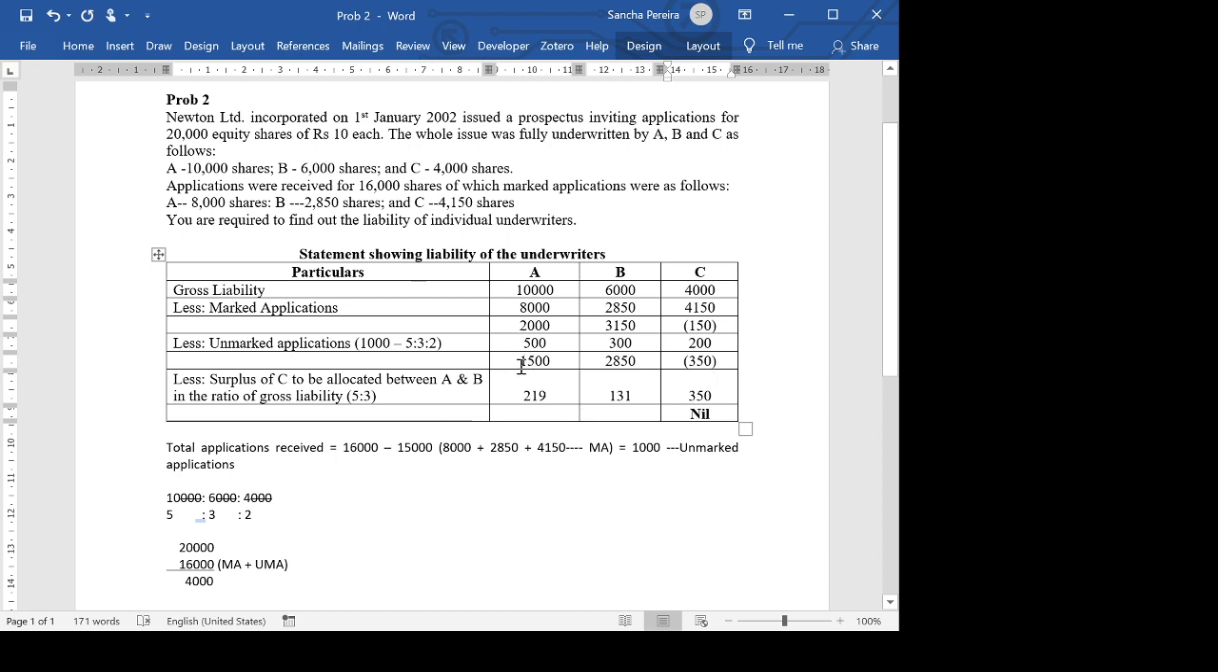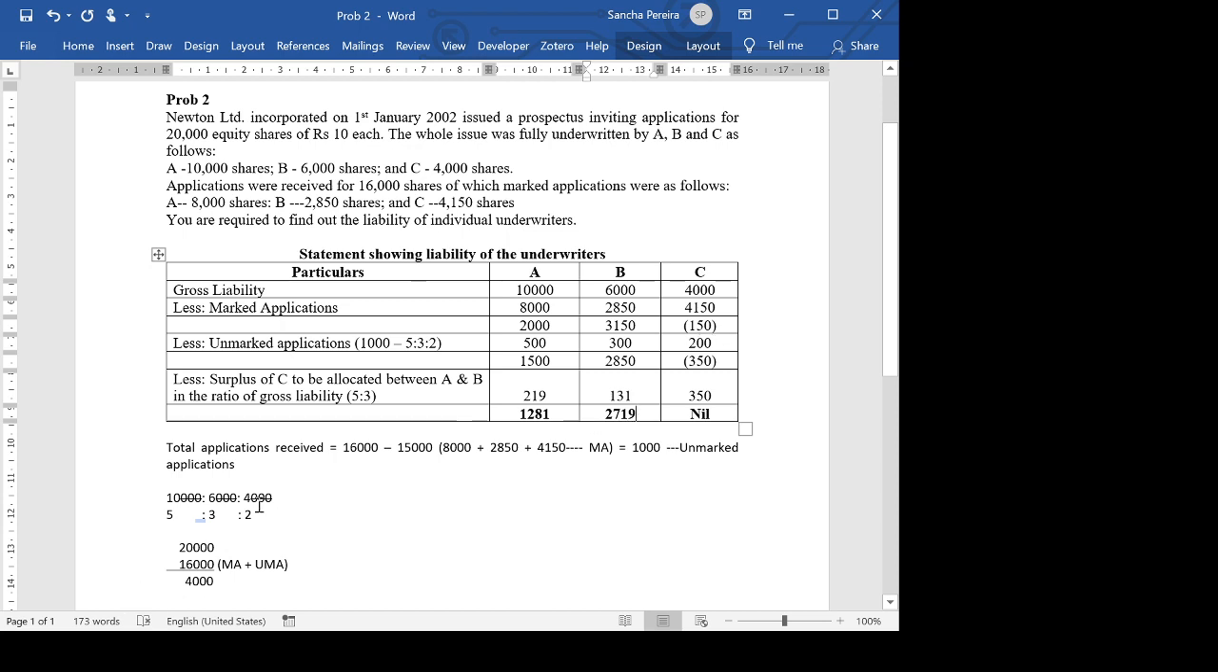So that means 1,500 was the liability. Out of that he has received 219, which is the surplus of C. So this comes down to 1281, and this comes down to 2850 minus 131, which is 2719. Now, if you put this together, 1281 plus 2719, you will get 4,000. You can check it out. That means in this whole agreement, C does not have to take up anything. This remaining 4,000 which nobody has bought, A has to take up 1281 and B has to take up 2719.